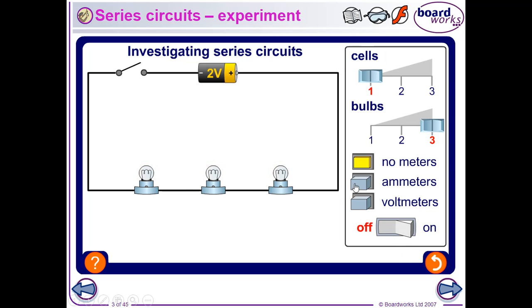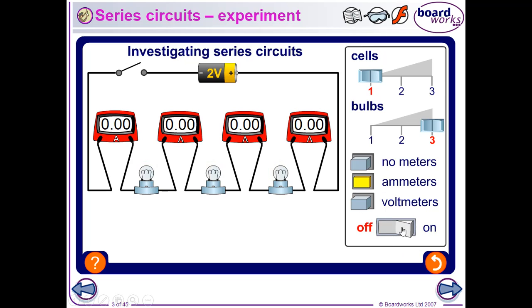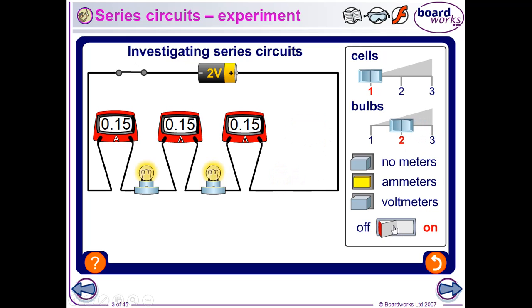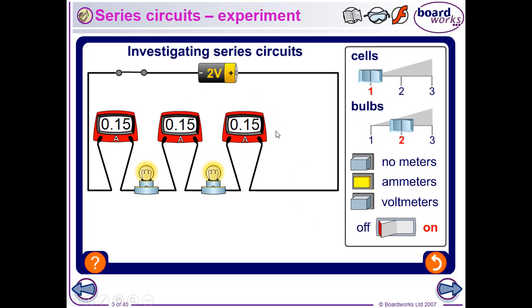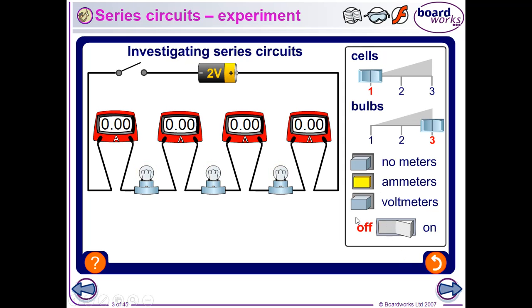dimmer. If I put ammeters here, you'll see with 3 of them, I've got less current flowing. With 2 bulbs, I have a little bit more current. With 1 bulb, I have more current. But the current round the circuit is always the same in all places around the circuit. It's always the same amount of current flowing around the circuit.